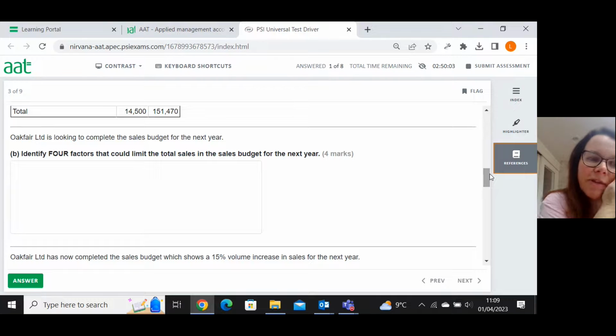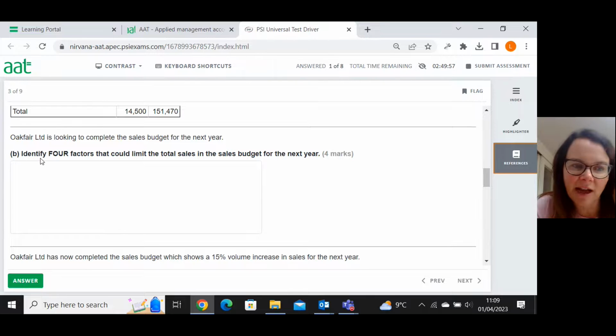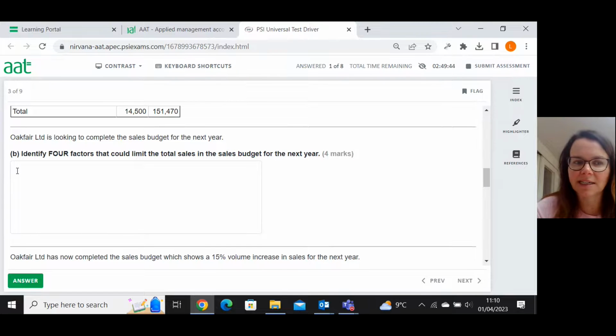So part B, Oakfair Limited is looking to complete the sales budget for the next year. It says identify 4 factors that could limit the total sales in the sales budget. 4 marks, identify 4. So it's literally a list of 4 factors. And you don't have to explain them. There's only 1 mark for each one that I state.